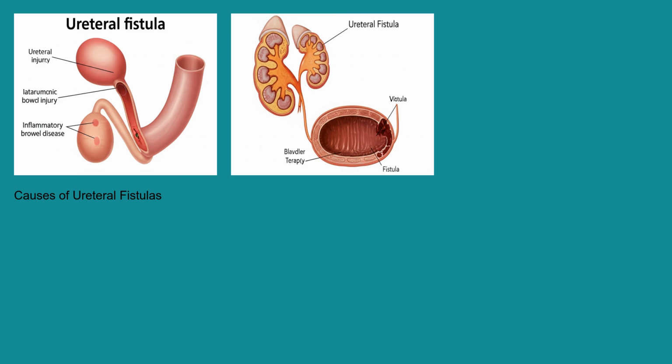Let's begin by exploring the common causes of ureteral fistulas. Iatrogenic injury, meaning injury caused by a medical procedure, is the leading cause. Surgeries like hysterectomies, cesarean sections, bowel resections, and kidney or ureteral procedures can inadvertently damage the ureter. Other causes include trauma, such as penetrating injuries to the abdomen or pelvis.